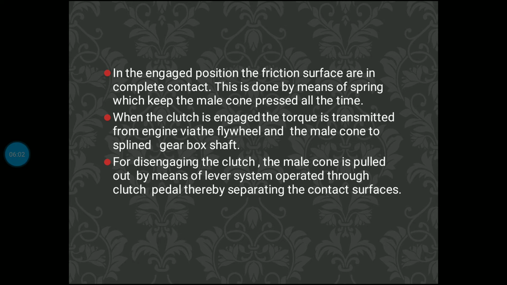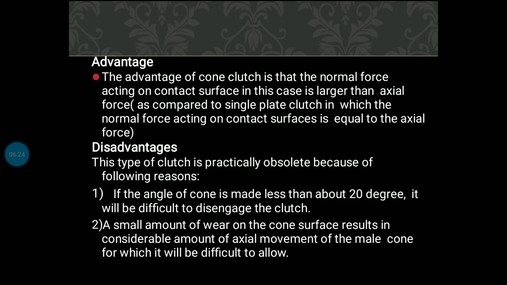Whenever you engage the clutch, the torque will be transmitted from the flywheel and the male cone to the gearbox shaft. When you disengage the clutch, the male cone is pulled out by means of a lever system operated through the clutch pedal, thereby separating the contact surfaces. These are the advantages and disadvantages of the cone clutch.